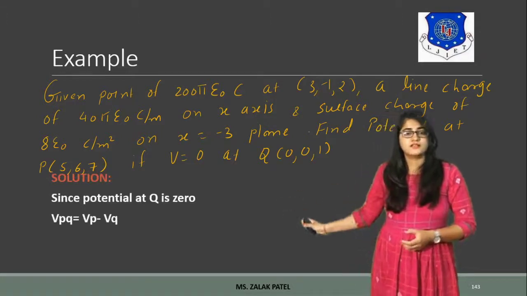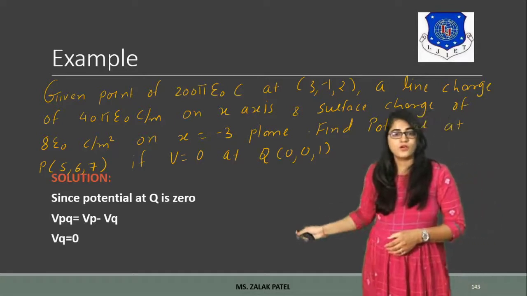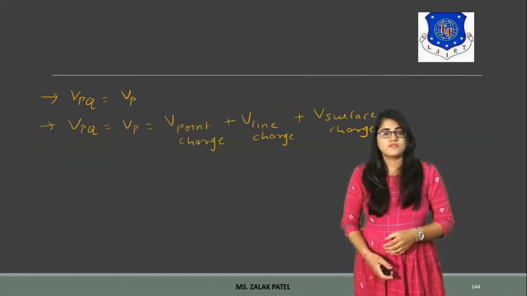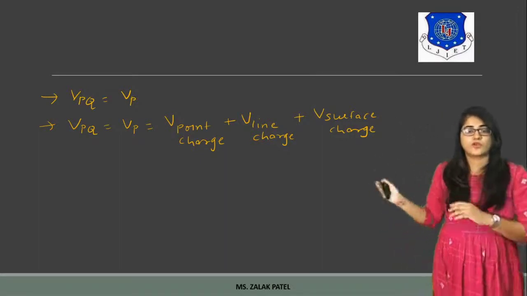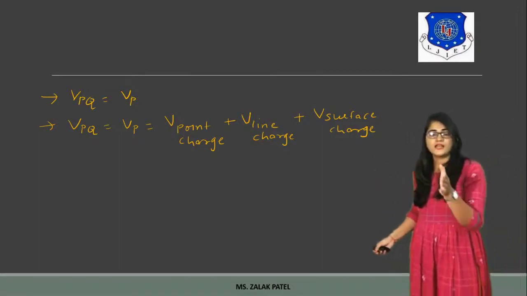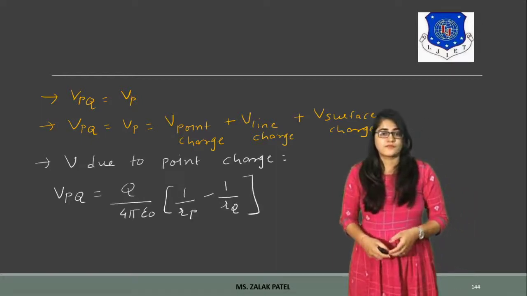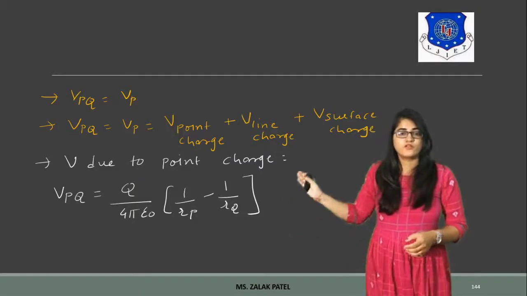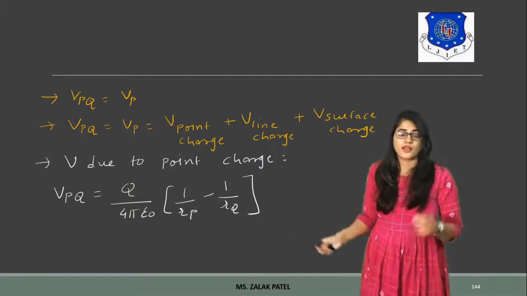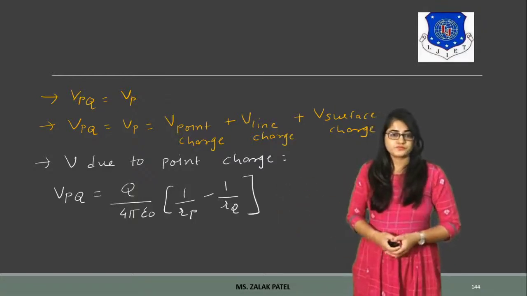Since the potential at Q is 0, VPQ will become equal to VP, and it is the addition of three types of potential: due to point, due to line, and due to surface. So first let's find the potential due to point charge. The equation is Q upon 4 pi epsilon 0 times 1 upon RP minus 1 upon RQ. PQ is there, that's why RP minus RQ is taken.